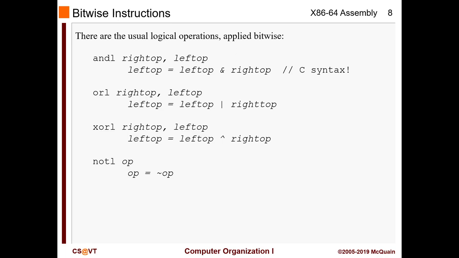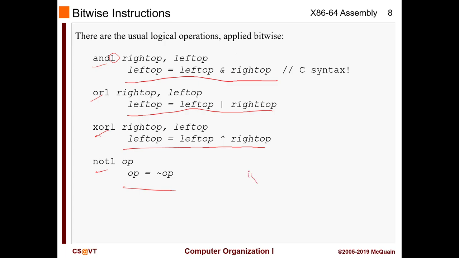So we also have the bitwise operations, which you'll be working with in your data lab. We have the AND, remember, this is the long one. We have OR, we have XOR, we have NOT. This is literally the C syntax. So this is pretty self-explanatory. I don't think there's much for me to explain here.